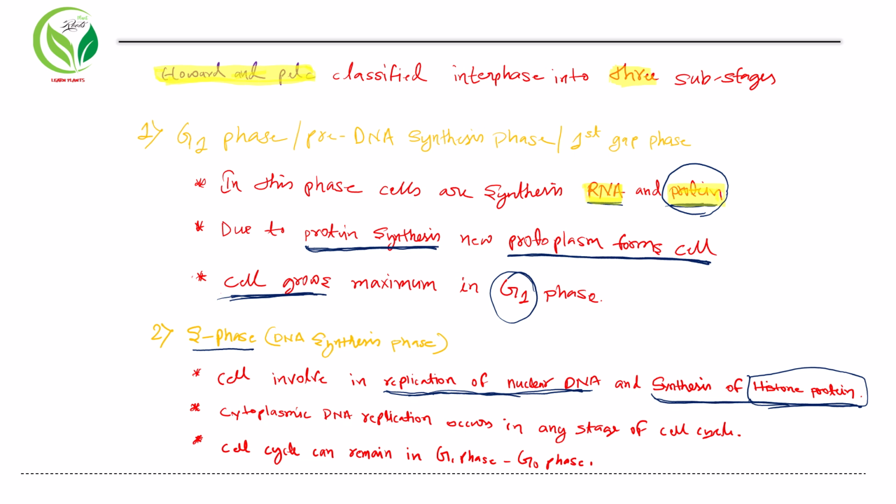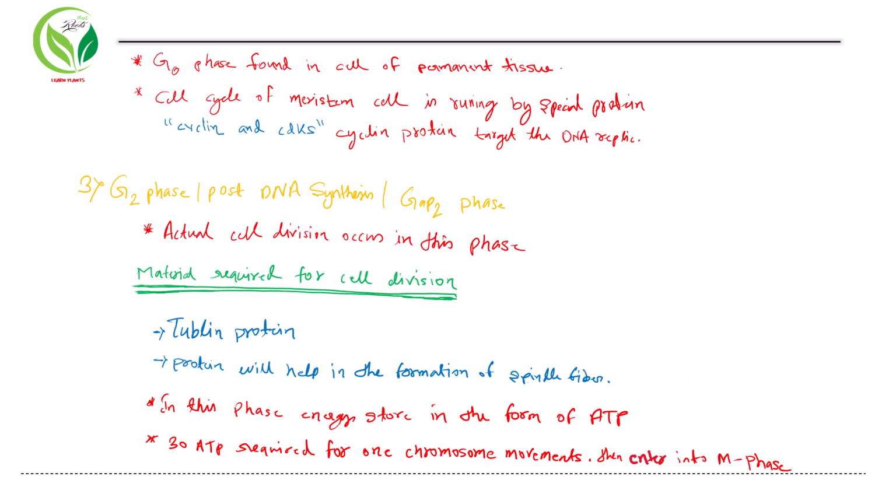The cell cycle can also remain in G0 phase. The G0 phase is found in cells of permanent tissue.